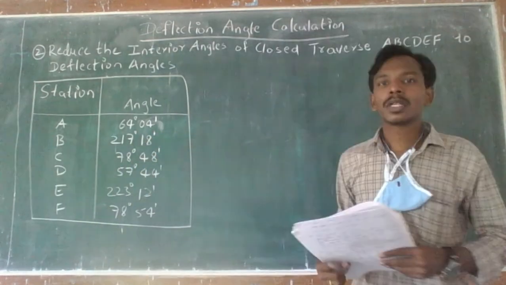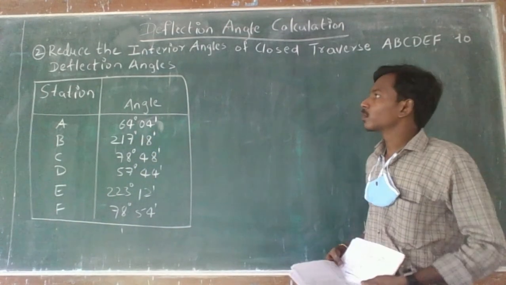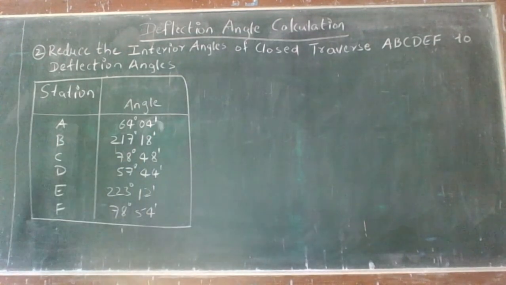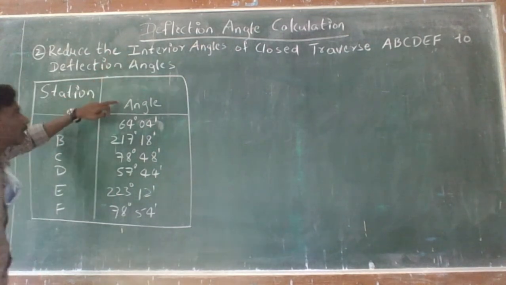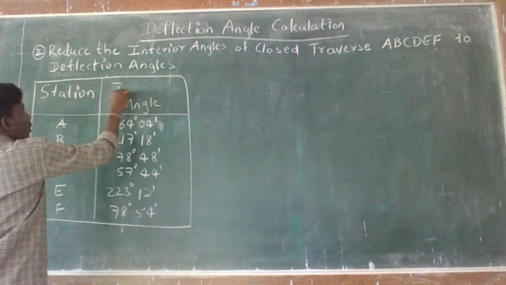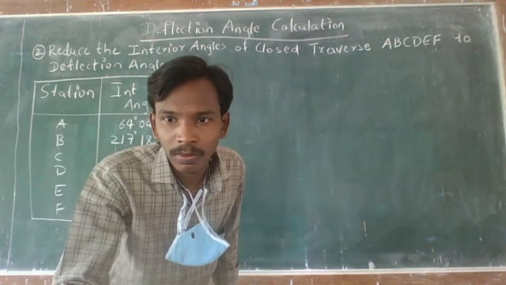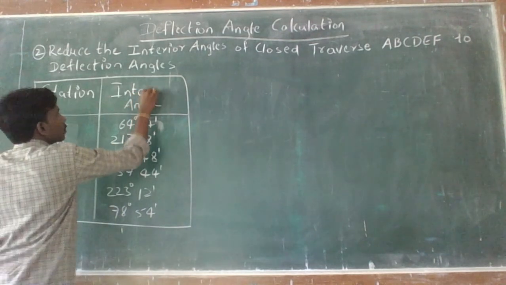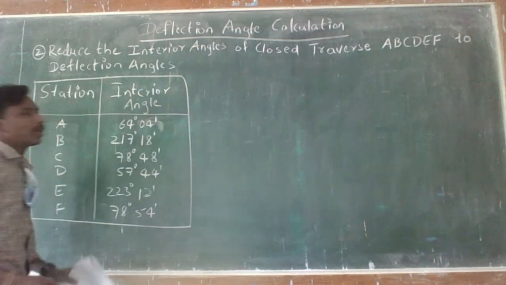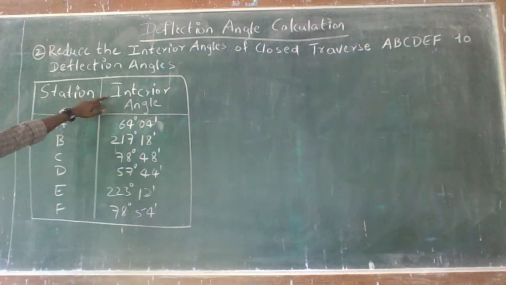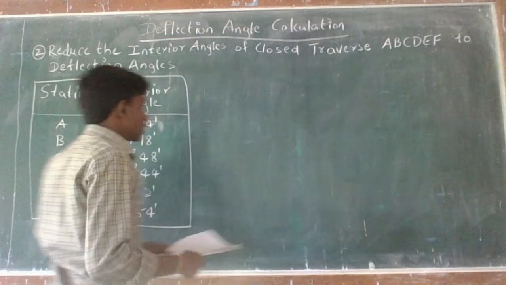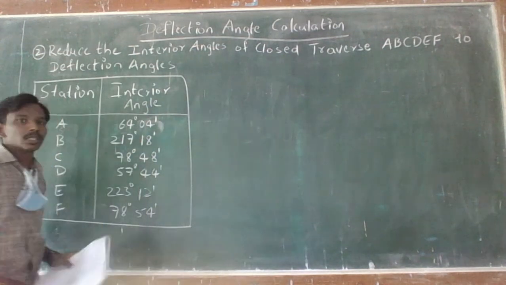So students, now let's move to the second problem. Here the question is, we have to reduce the interior angles. They have given the interior angles of this closed traverse. Here the question is given about closed traverse.